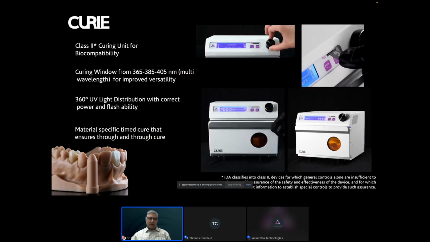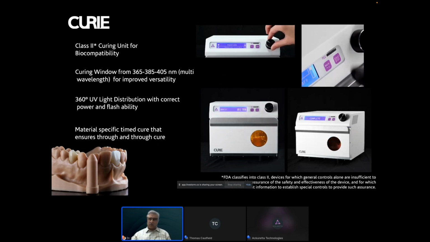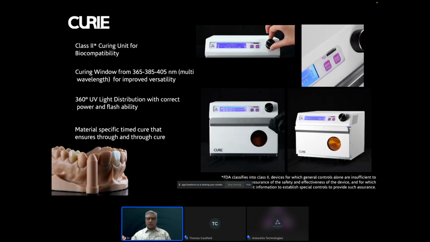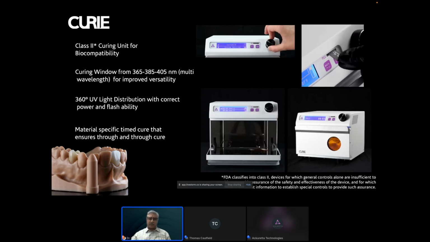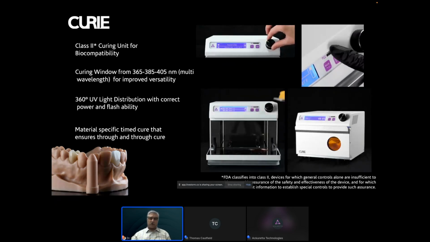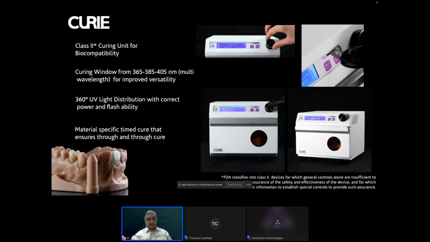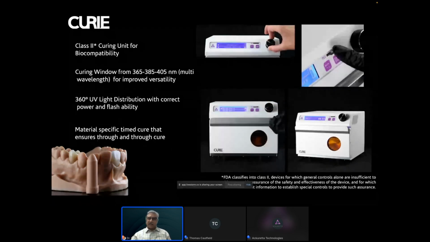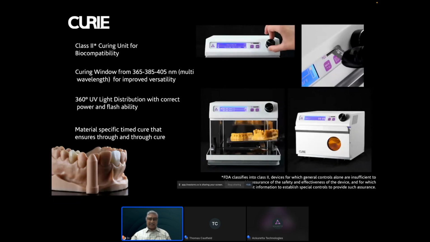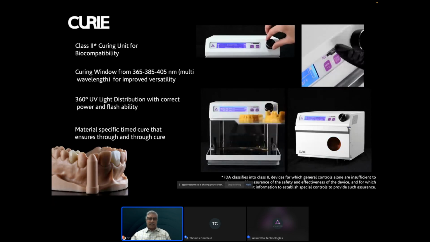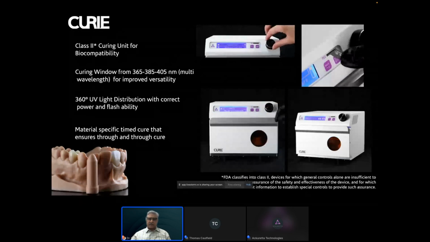This unit is a multi-wavelength curing unit, which means it will work pretty much with any 3D printing resin on the market. Again, that's something I don't see in curing machines. The most popular 3D printing curing machines that come with most other printers are single wavelength printers. They're typically 405 nanometers, and you get 3D printing resins that vary anywhere between 385 to 405. The CURIE will do anything between 365 to 405. It's got multi-wavelength LEDs in it, and that's absolutely fantastic.